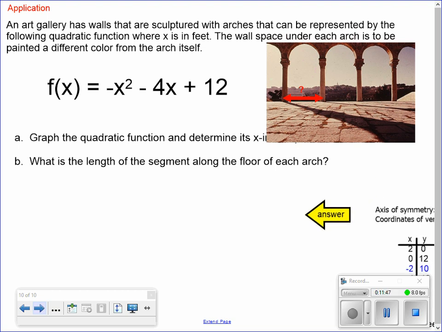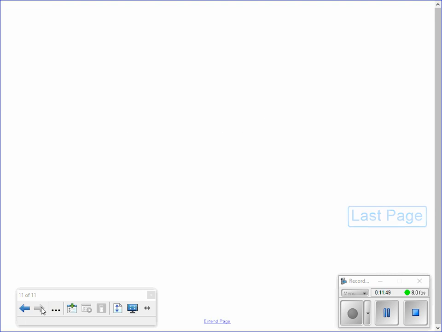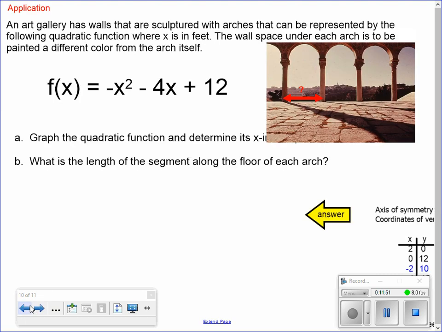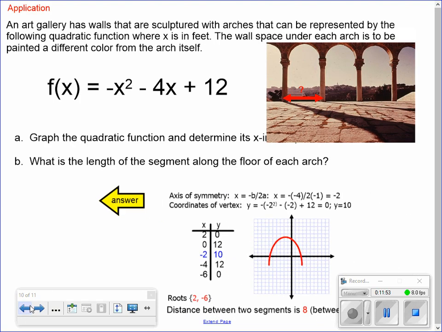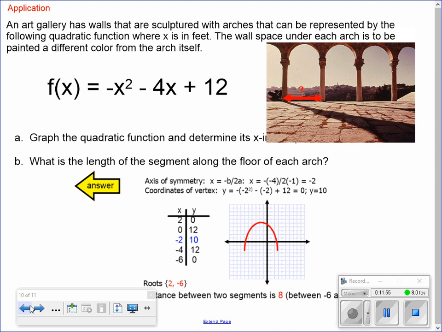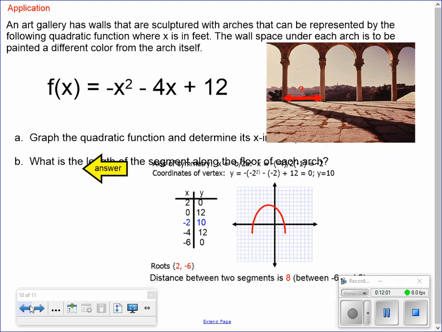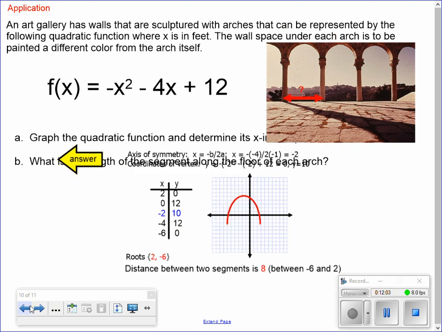And when we graph, we should end up with a graph that looks something like this. We see that our roots in this case would be 2 and negative 6. And then the distance between those two points would be 8. So you would count the gap between the two roots. Alright, this is how we solve quadratic functions by graphing.